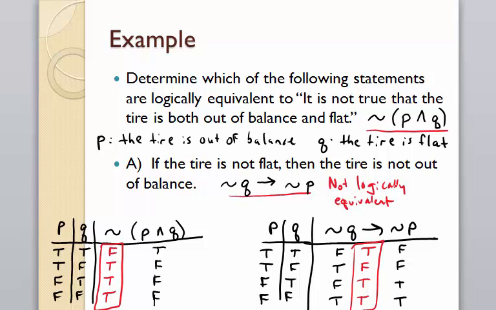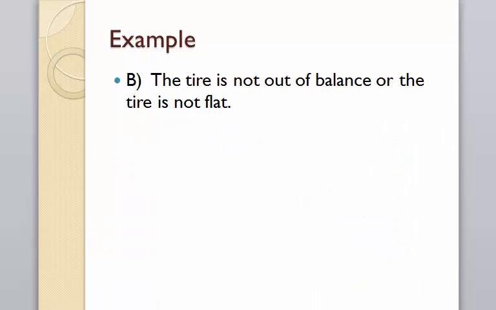All right, so let's go ahead and look at part B to this same problem. Part B said the tire is not out of balance or the tire is not flat. So what does that mean using our symbols? Not out of balance would be the negation of P. We'll use the or symbol. And the tire is not flat would be the negation of Q.